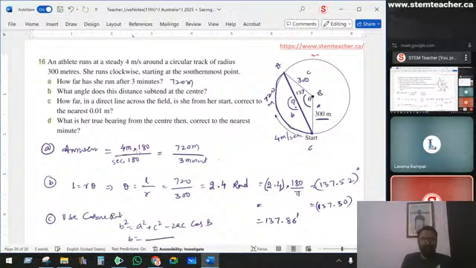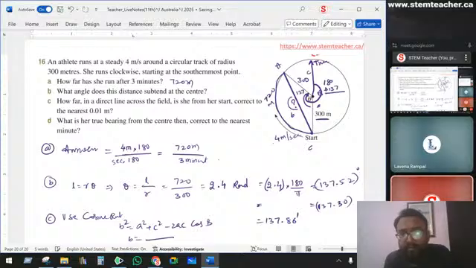Okay. What is her true bearing? What is meant by true bearing from the center? We have seen true bearing, and there is another bearing also. True bearing means the 3-digit one, the normal one. How much is the true bearing? Okay, it is asking for this angle. It is 180 plus 137, which is 317. This is the true bearing.